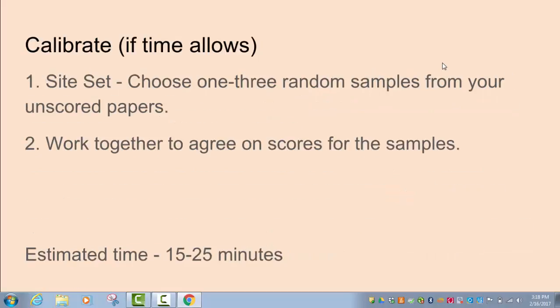If you have time, it would be fabulous if you could calibrate a few papers together. Just look online and decide maybe on one person's screen to look at a particular student's and score it together and really agree on what you think that is. It will help that your team is really calibrated before you go to score individual papers. So you may want to take about 15 to 25 minutes if you have the time to do that together.